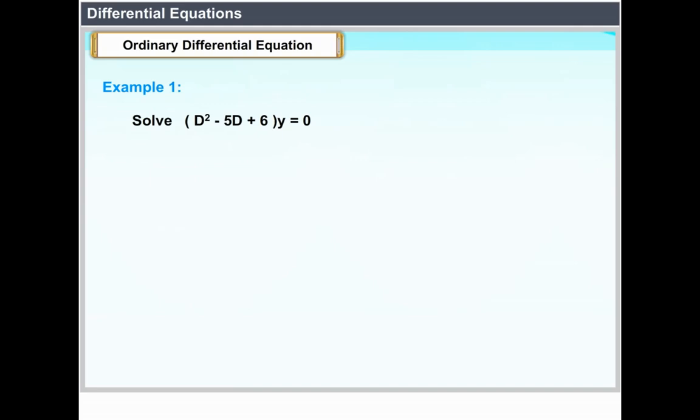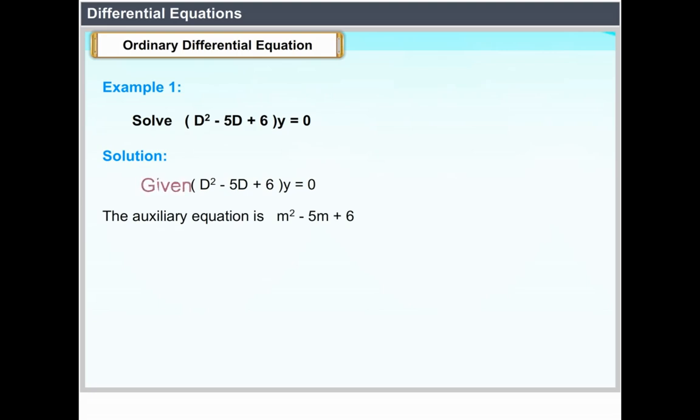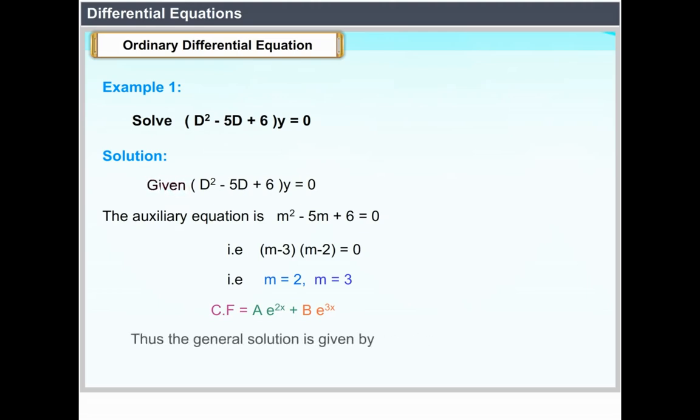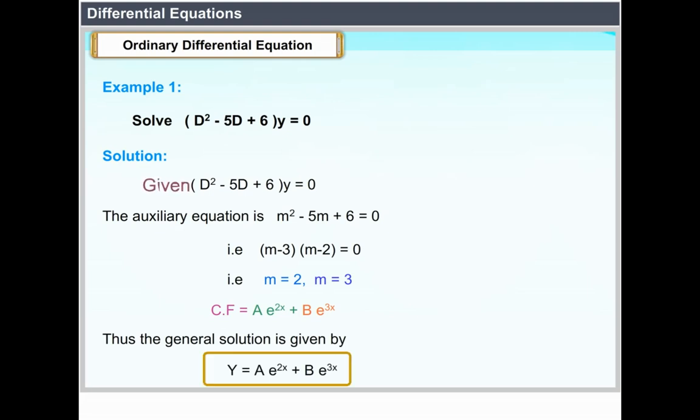Example 1. Solve (D² - 5D + 6)y = 0. Solution. Given (D² - 5D + 6)y = 0, the auxiliary equation is m² - 5m + 6 = 0, that is (m - 3)(m - 2) = 0. Using factorization, we get m = 2, m = 3. CF = a e^(2x) + b e^(3x). Thus the general solution is given by y = a e^(2x) + b e^(3x).